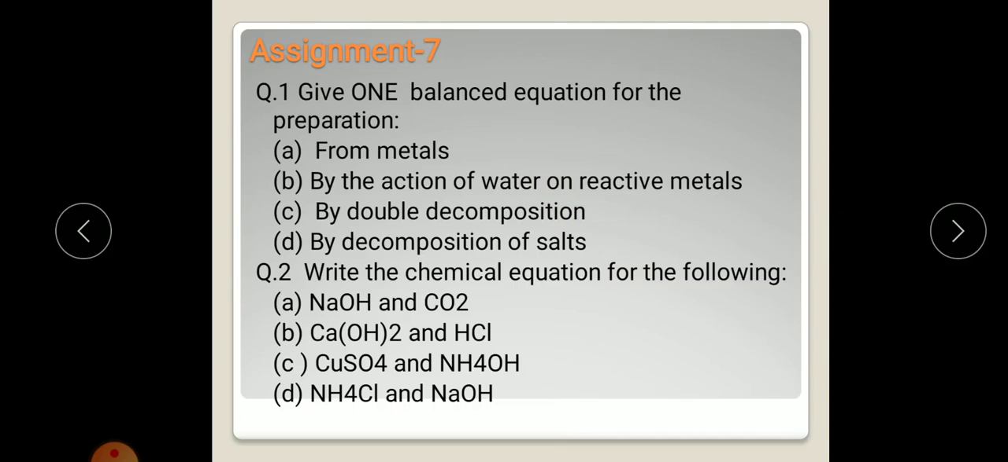Okay. Next, question number 2 is write the chemical equation for the following. What happens when sodium hydroxide reacts with carbon dioxide, calcium hydroxide reacts with HCl, copper sulfate reacts with ammonium hydroxide, and ammonium chloride reacts with sodium hydroxide. So what are they going to form.